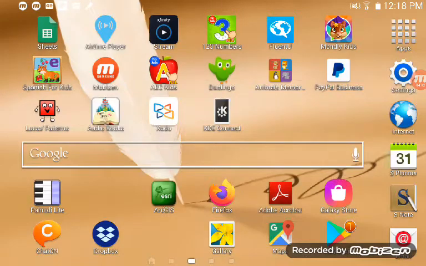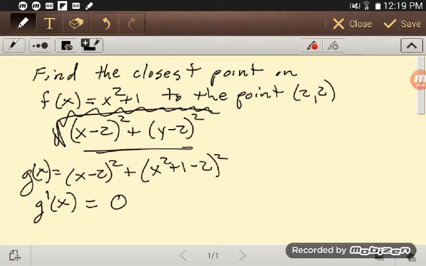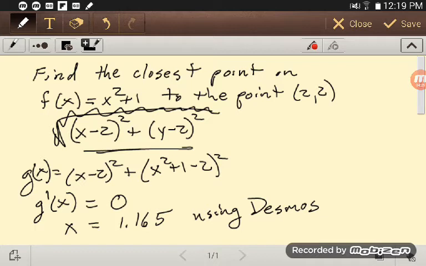And so then you could come back and say, here, whoops, I don't know what I just did, try that again. Here you could say x equals 1.165, something like that, using Desmos. And again, you could include the picture. And I'm fine with that in this case, because the point is we want to know theoretically what we need to do. So we found our critical number this way.